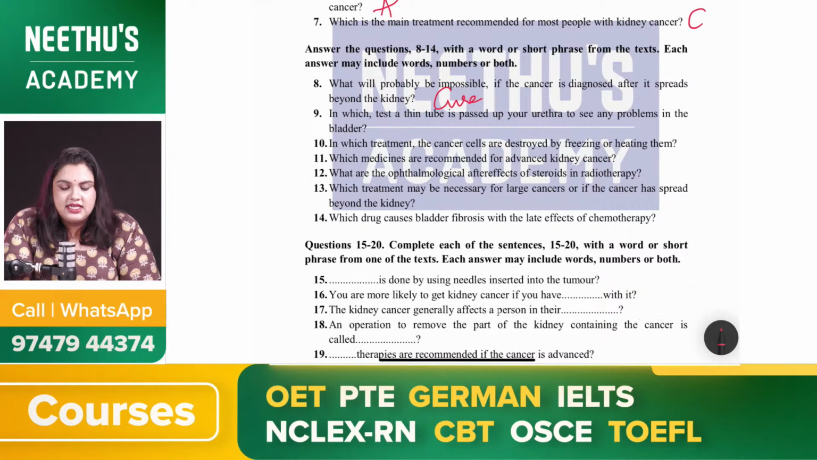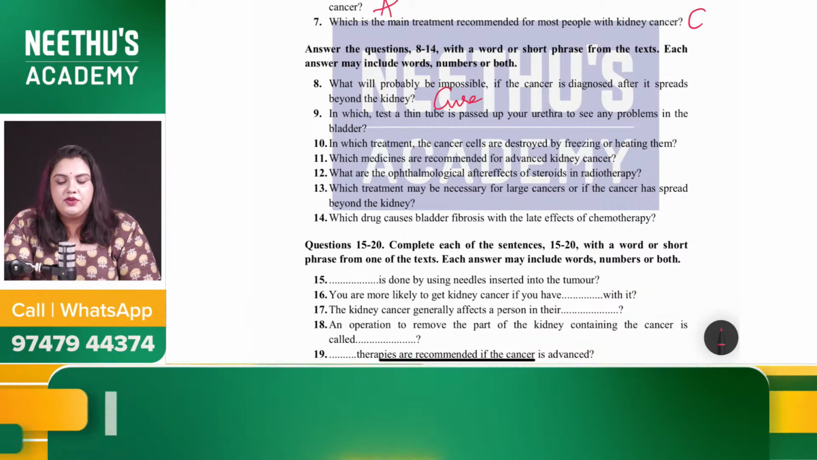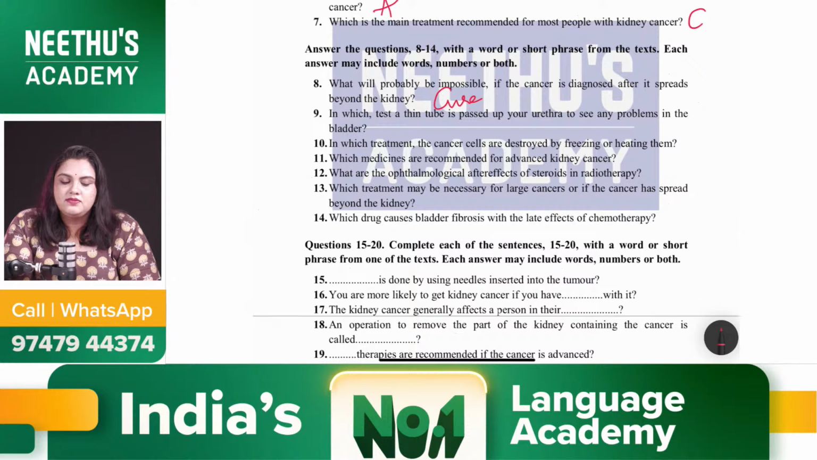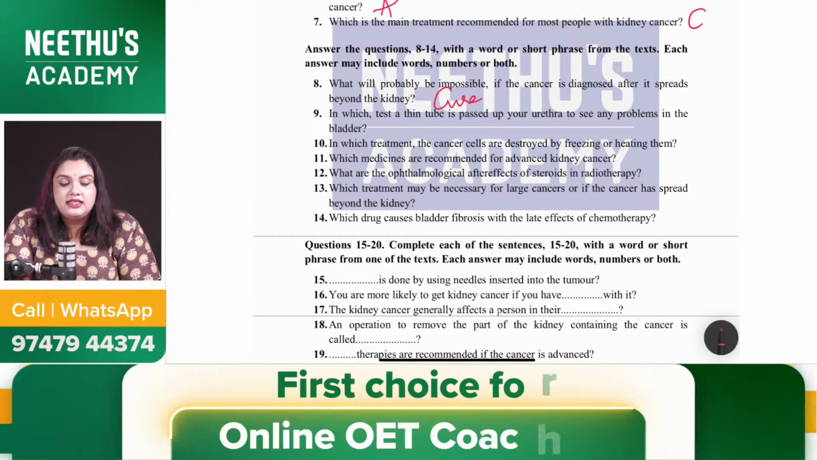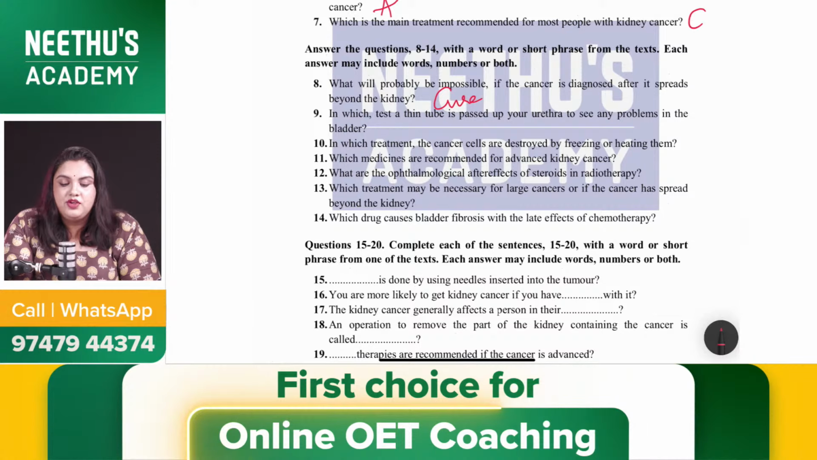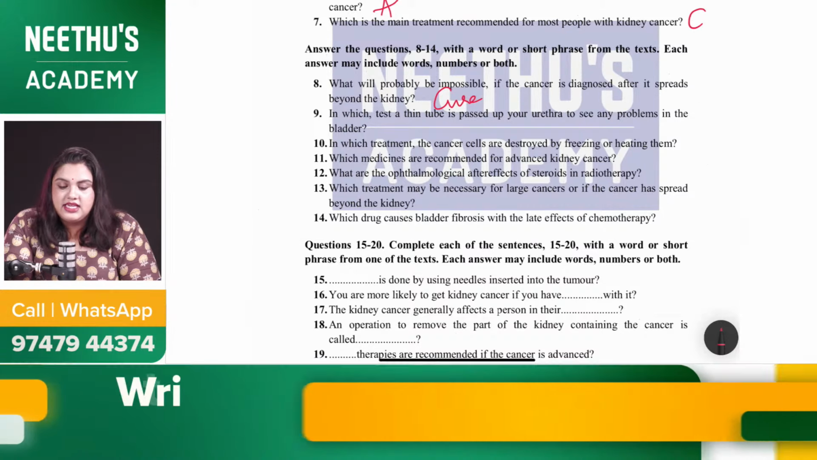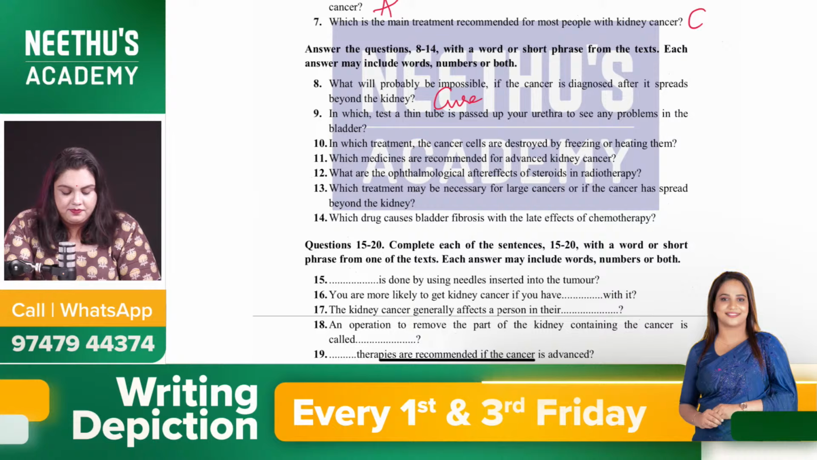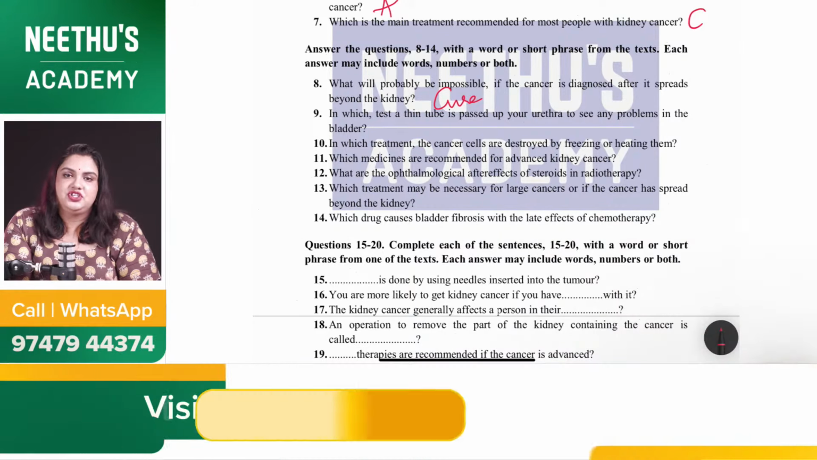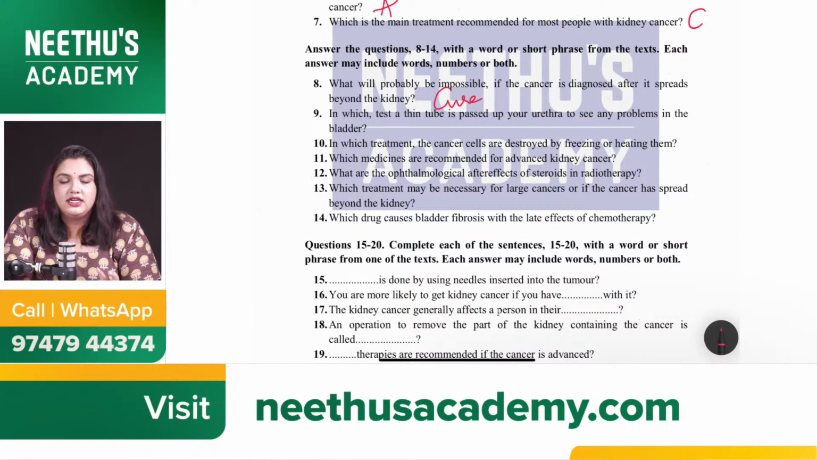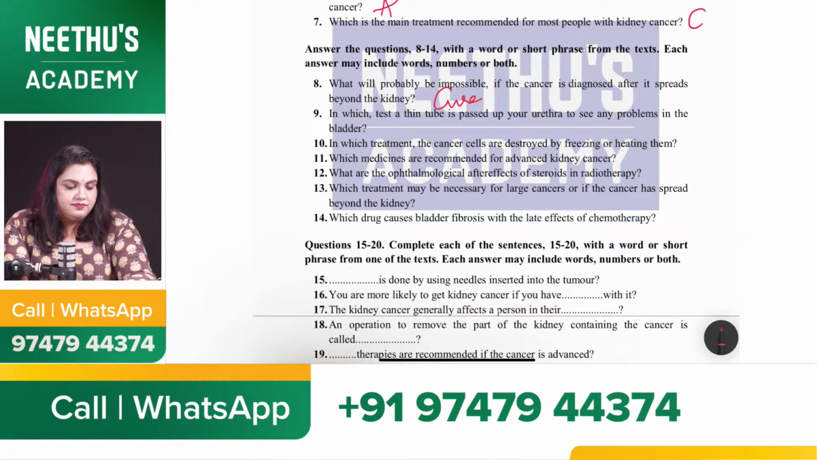In which test a thin tube is passed up your urethra to see any problems in the bladder? I'm repeating. In which test a thin tube is passed up your urethra to see any problems in the bladder? So, that is the test, describing the detection method. We discuss it in Text B.